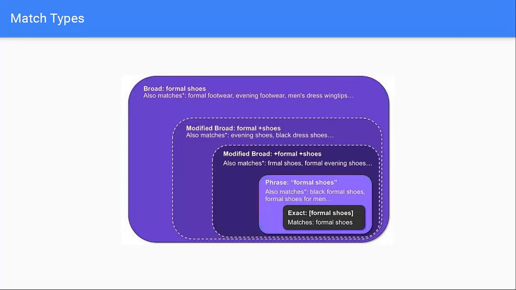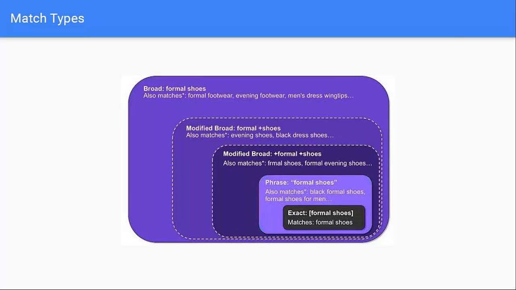But it cannot trigger an ad if between formal and shoes some other keyword comes in, right? Formal best shoes. It will not trigger an ad for that. Or if the order is reversed, if shoes come first and formal comes second, then it will not trigger the ad. So phrase is slightly broader than exact, but it's not really. It is much stricter than, let's say, broad or modified broad.